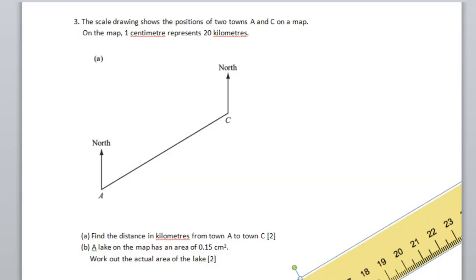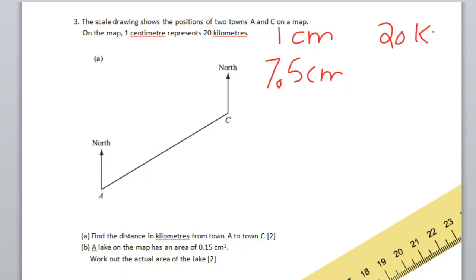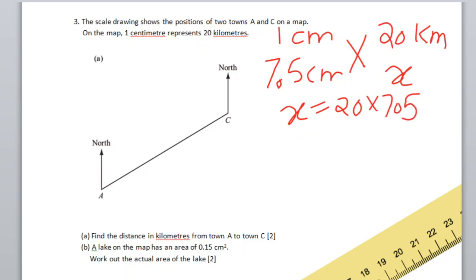Okay, so I know that my length AC is 7.5 centimeters, and I also know that the scale of the map is 1 centimeter represents 20 kilometers. So 7.5 centimeters would represent how much? Cross multiply, so x will be 20 into 7.5, which gives us 150 kilometers.